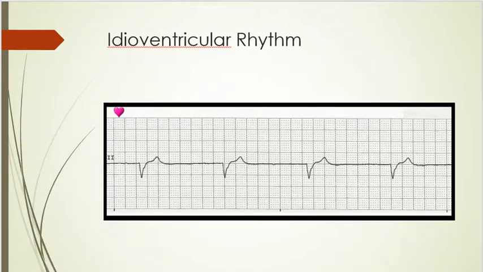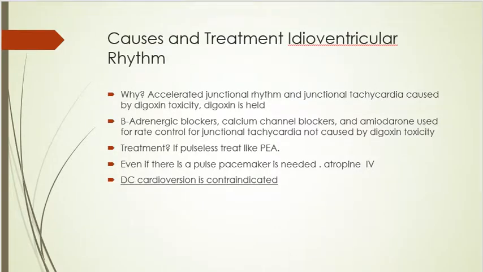And the treatment, these are usually treated with beta blockers, or they hold the drug that's caused this. So the treatment is, if it's pulseless, you're going to treat it just like PEA, and we're going to look at PEA in a minute. Even if there's a pulse, you're going to need a pacemaker, because they're slow, so you're going to treat it like a bradycardia, right?